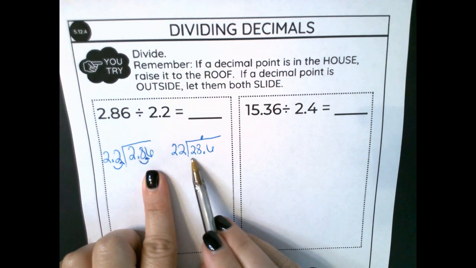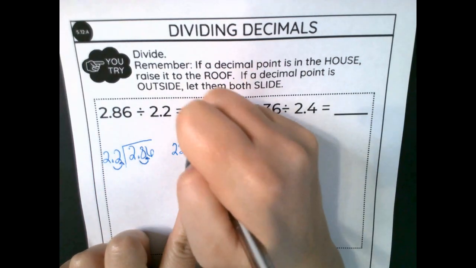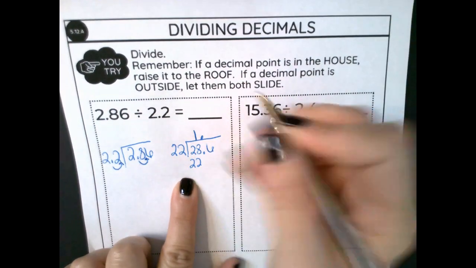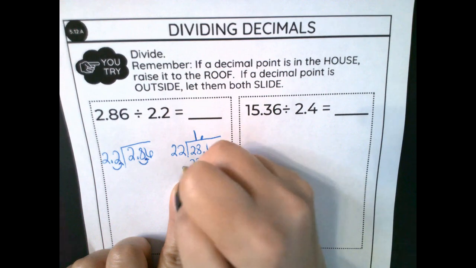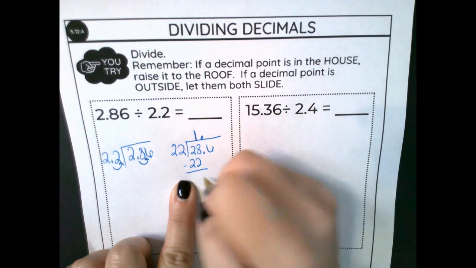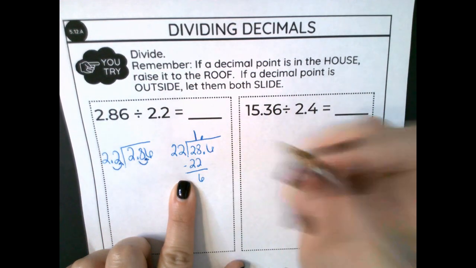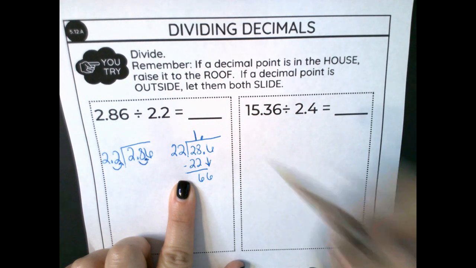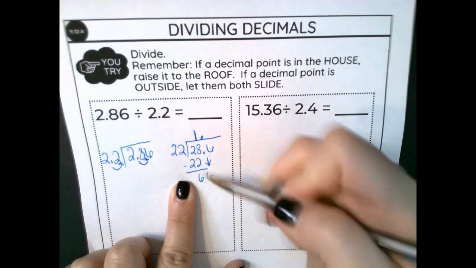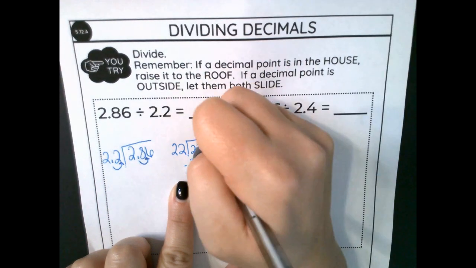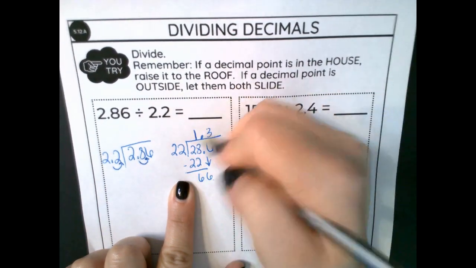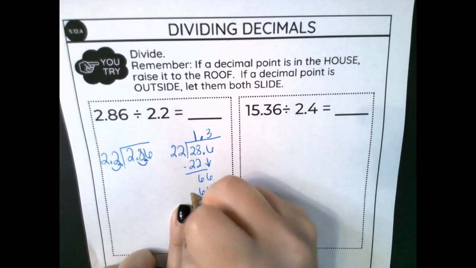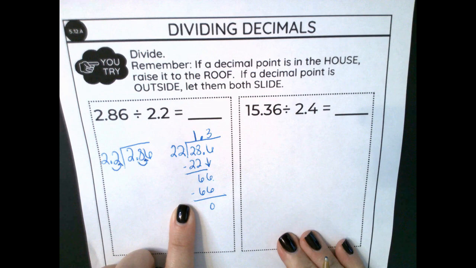So 22 will go into 28 one time because 1 times 22 is 22. And then whenever I subtract 28 minus 22, that is 6. And then I'm ready to bring down the other 6. 22 goes into 66 three times because 3 times 22 equals 66. And then when I subtract, I get 0.